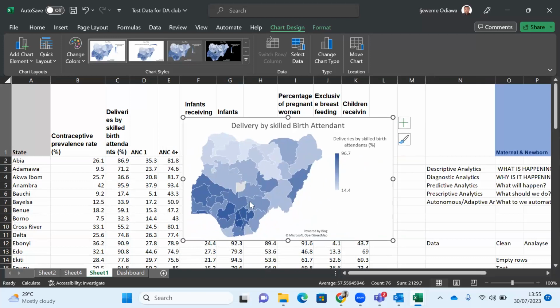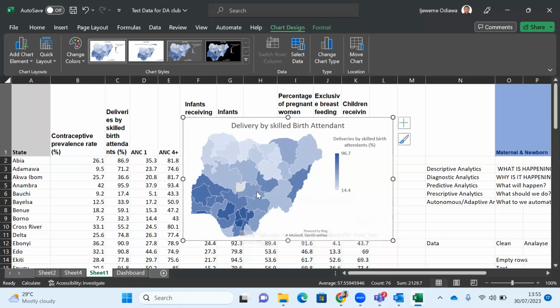We can already see what is happening. Many of the states that have the highest rates are in the Southwest. You can see our Lagos here having a rate of about 71%, right? You can see states like Imo State. That means 96% of all women in Imo State deliver with a trained attendant.